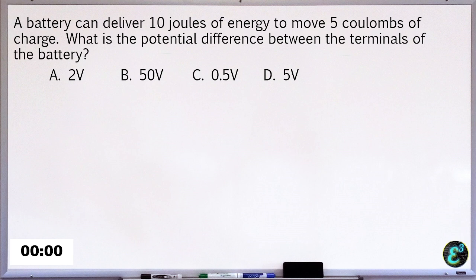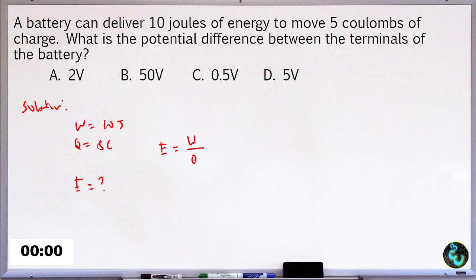Okay, solution. So, yung given natin, we have work which is 10 joules. Tapos, yung ating charge is 5 coulombs. So, hinahanap is the voltage. So, voltage is equal to your work over the charge. So, we have 10 joules divided by 5 coulombs. So 10 divided by 5, that is your E is equal to 2 volts, which is letter A.